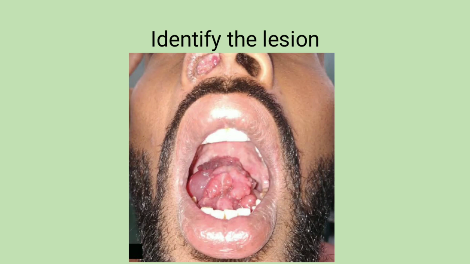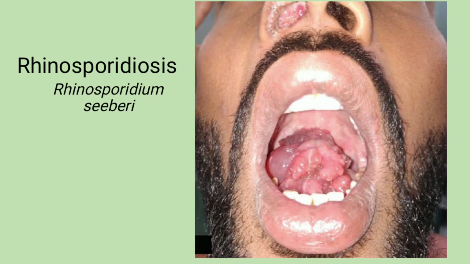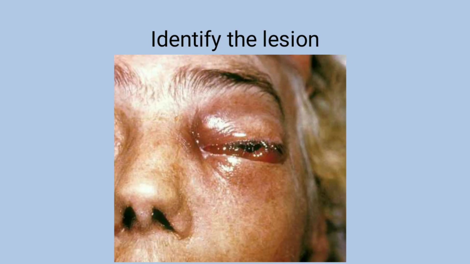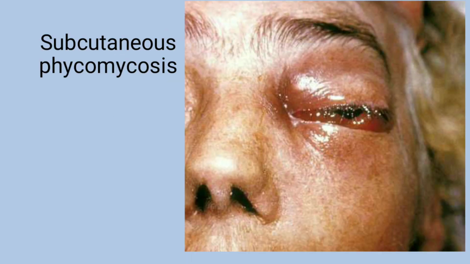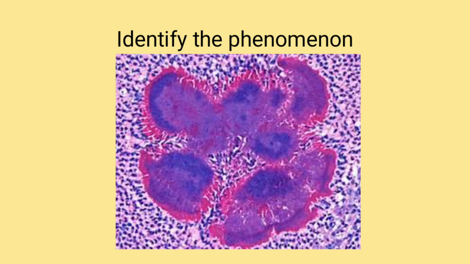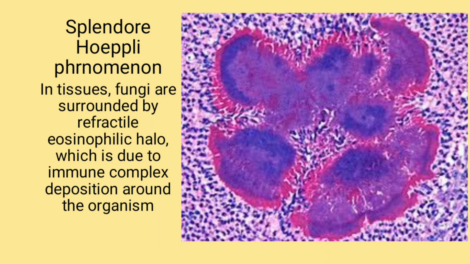Identify the lesion. This is rhinosporidiosis, caused by Rhinosporidium seeberi. Identify the lesion. This is subcutaneous phycomycosis. Identify the phenomenon. This is Splendore-Hoeppli phenomenon. In tissues, fungi are surrounded by refractile eosinophilic halo, which is due to immune complex deposition around the organisms.